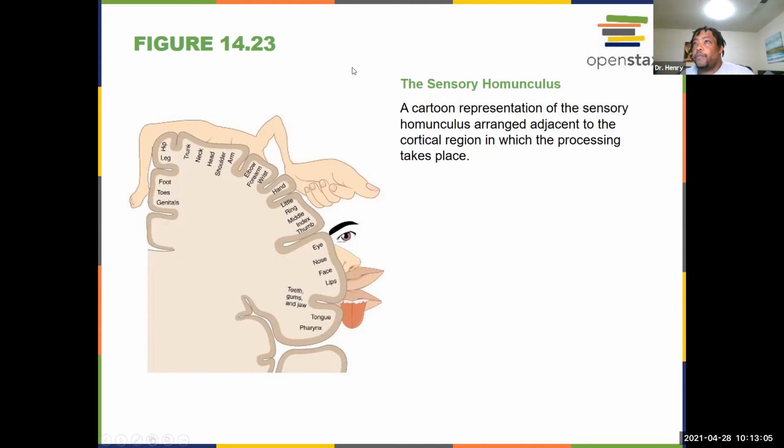Okay, so this term here means little man. If we think about that cortical processing, that whole cortical region is responsible for receiving receptors from all of the different regions that make up who you are, all of the different components. So it's receiving all those signals.